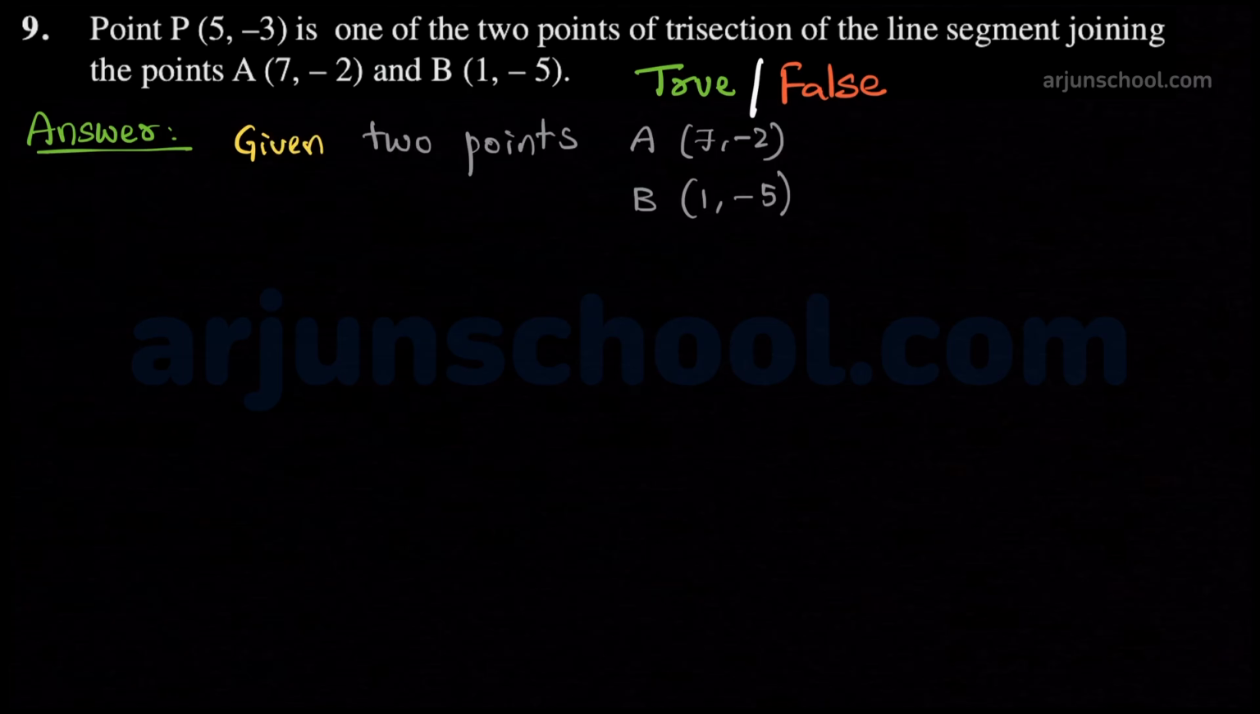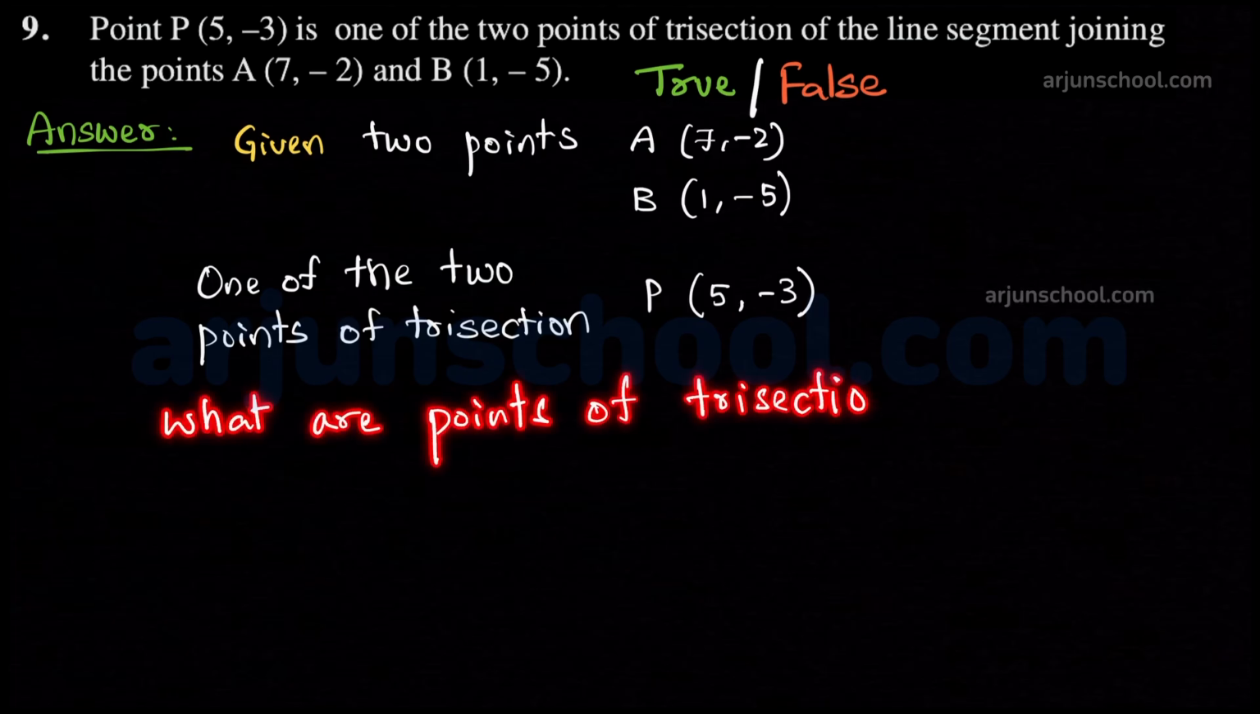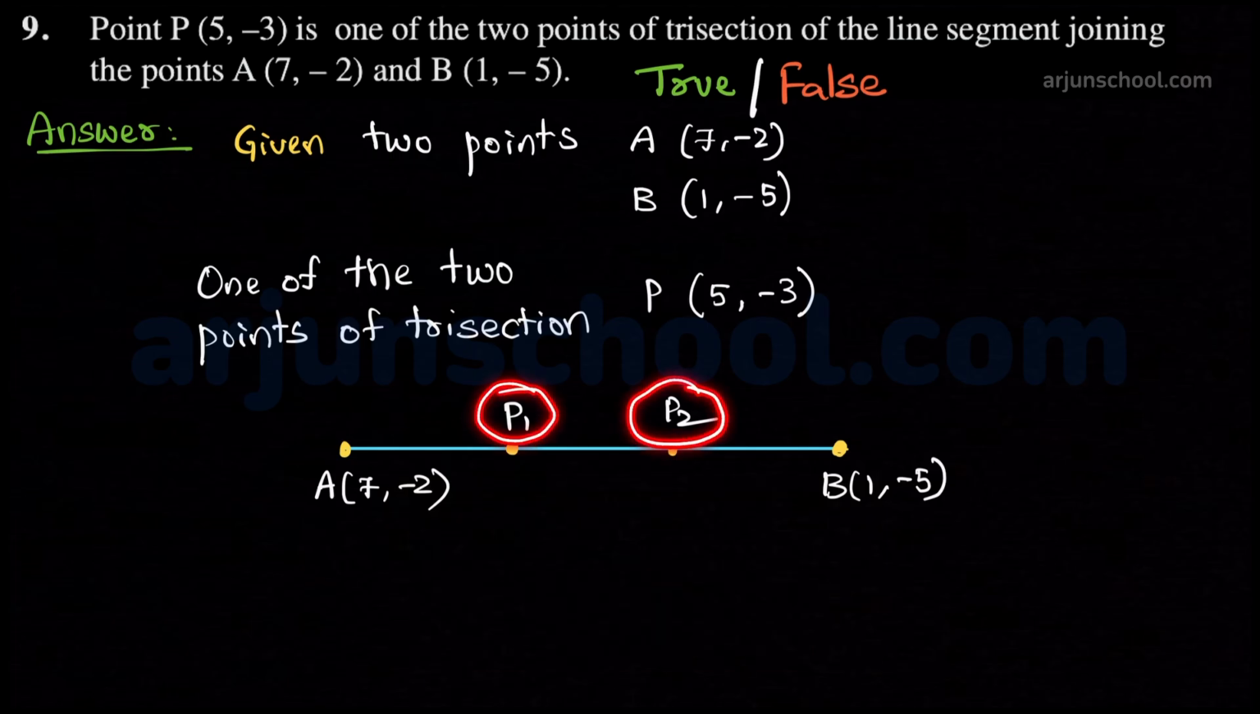We are given 2 points A and B which form the line segment, and then we are given one of the points of trisection, P (5, -3). And what are the points of trisection? On the line segment AB, the points of trisection are P1 and P2 such that they divide the line segment AB into 3 equal parts. Since the 2 points divide the line segment into 3 equal parts, they are called 2 points of trisection.